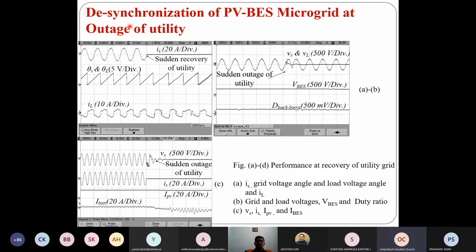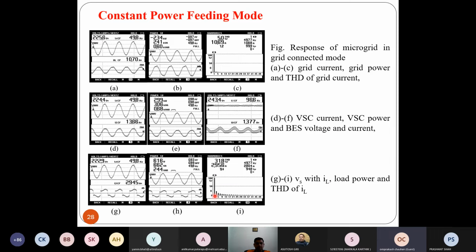And this is the desynchronization of the PV battery based microgrid at outage of the utility grid. So the utility grid voltage is gone. However, the load voltage is maintained, because islanded control immediately has come into the picture, so that the load voltage and frequency have been maintained.